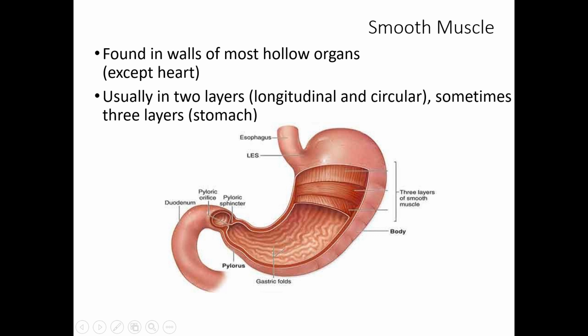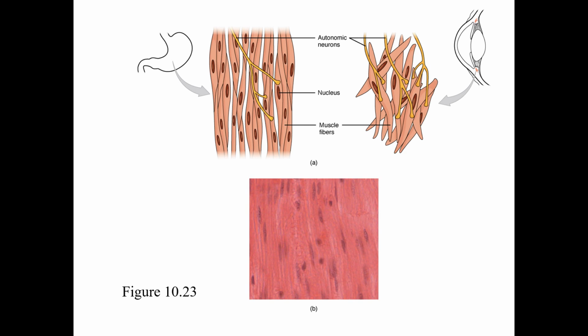Some other organs that include smooth muscles would be the urinary bladder, gallbladder, bile ducts, bronchi in our lungs, and also blood vessels. In the walls of blood vessels, there are smooth muscles. When they contract, they maintain blood pressure.